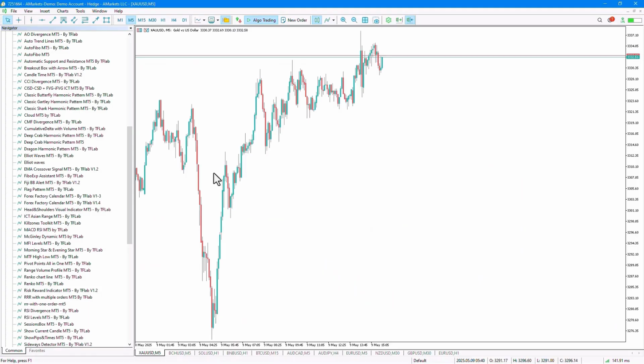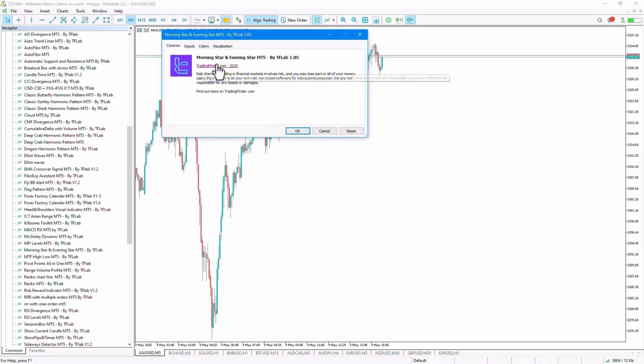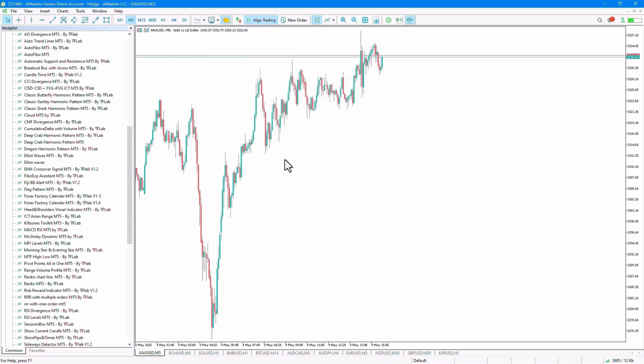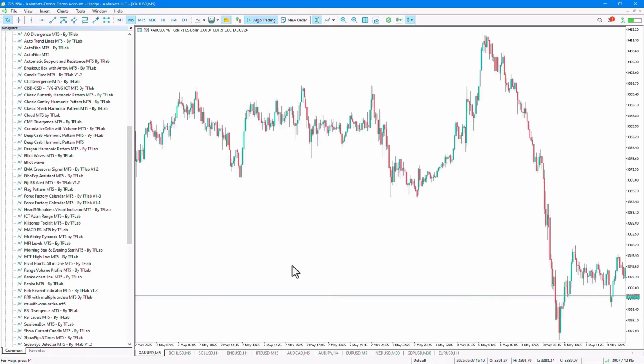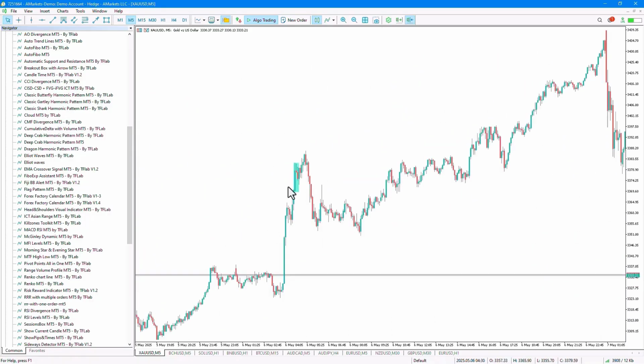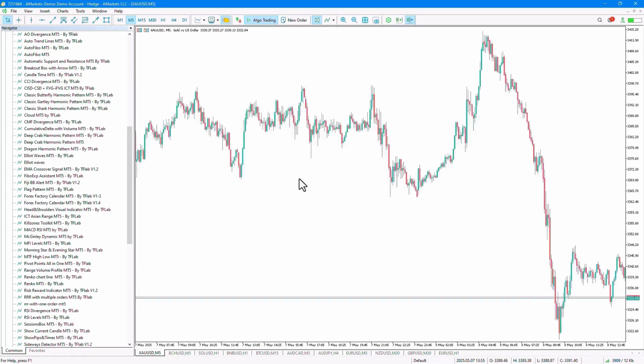From the Navigator section, we select the indicator file and run the indicator by dragging the file onto the chart. Once the indicator is placed on the chart, it begins to identify the morning star candlestick pattern and the evening star candlestick pattern on the price chart.